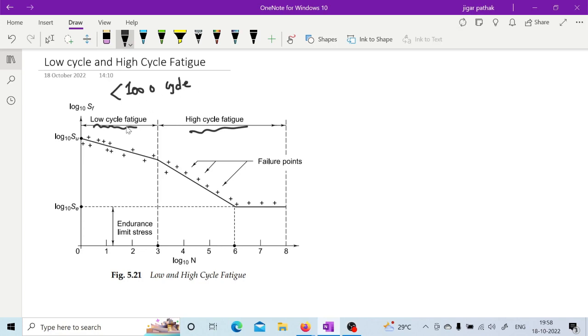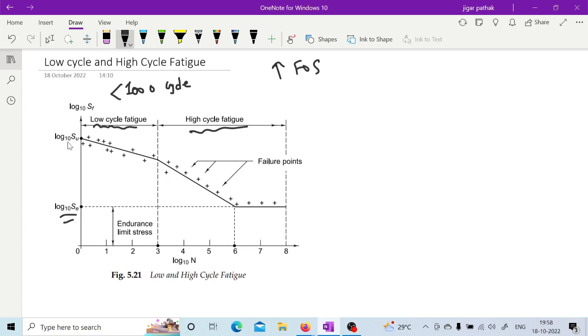So if this life is small, then you can provide a much higher factor of safety. Instead of considering it as fluctuating load, you can consider it static and provide a high factor of safety. So this is how low cycle fatigue is generally not considered while we are considering fluctuating load. And this endurance limit is clear, right.